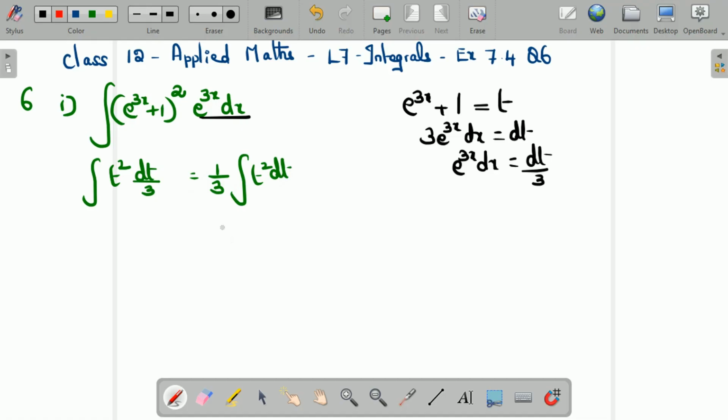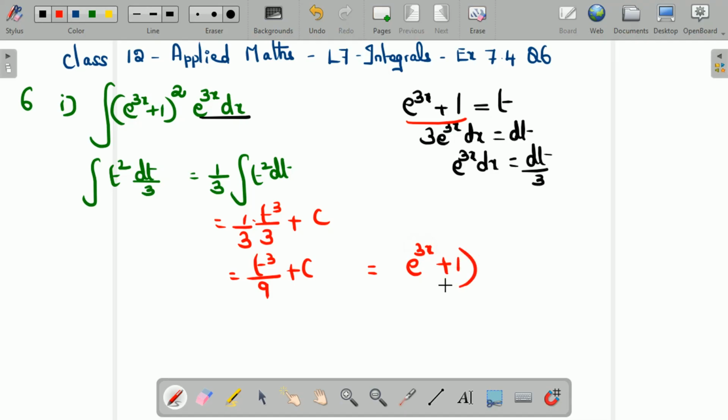Now if you apply the integration formula, this will become 1 by 3 into t cube by 3 plus c. So here we can simplify and write this as t cube by 9 plus c. Put back the original value. So t's value is e^(3x) + 1. So you can rewrite this as (e^(3x) + 1) whole cube divided by 9 plus c.